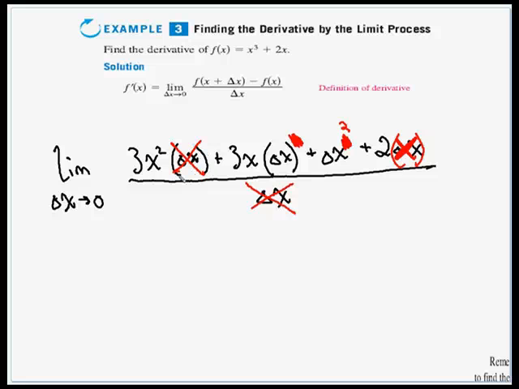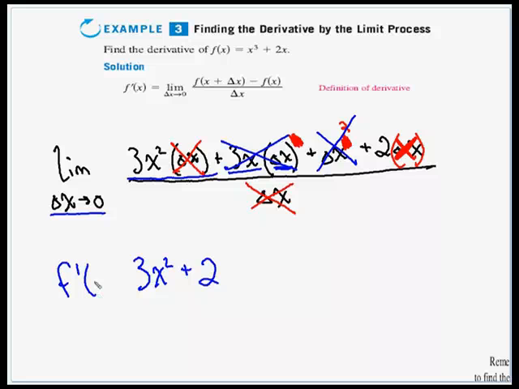Well, here that delta x is gone, so we now just have a 3x squared for this term. Here we have 3x times delta x. Well, this delta x is now 0. 3x times 0 is 0, gone. Here we have delta x squared. Well, delta x is now 0. 0 squared is 0. And this delta x is also gone, and we're just left with a 2, so we keep that 2. 3x squared plus 2. So there's our derivative, f prime of x.